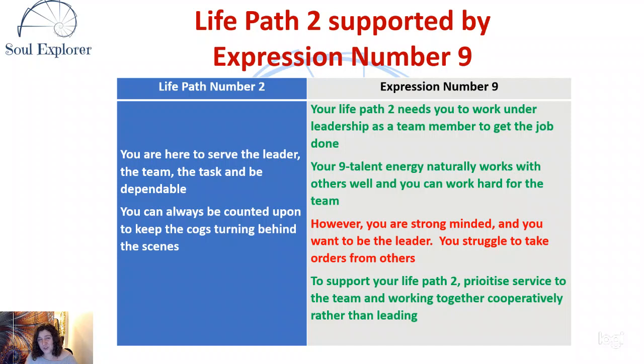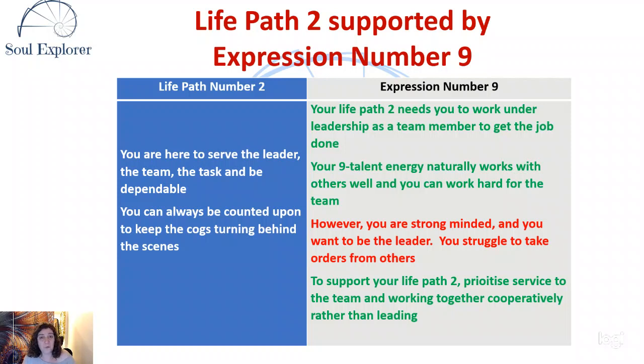Your 9 talent energy naturally works with others well, and you can work hard for the team. You have that ability within you. However, you're quite strong-minded, and you want to be the leader. You tend to take charge naturally, and people often put you in charge, unofficially and unconsciously, really. And you struggle to take orders from others and do what somebody else tells you. And sometimes in cooperation, you've got to give and take. And sometimes that's really going to grate you as a very strong 9. The idea of service might at times grate you a little.